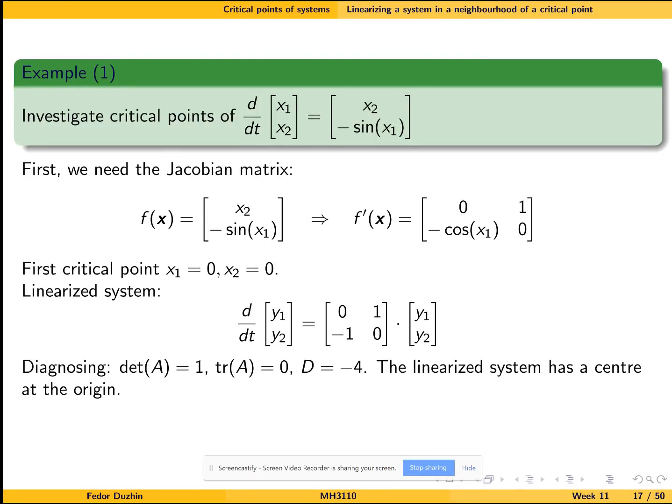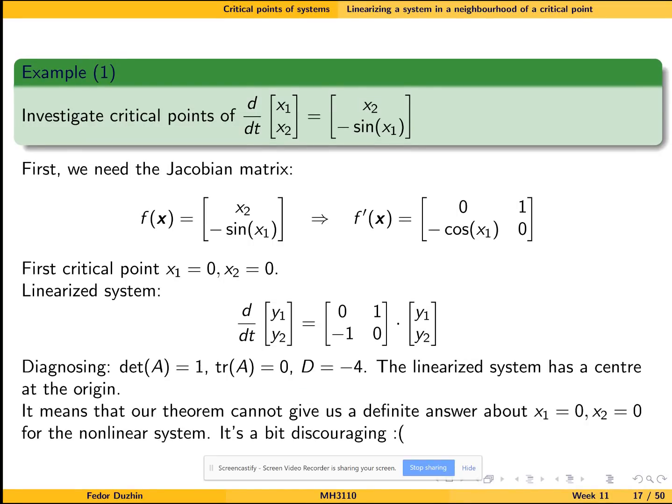Well, and computing its important characteristics, which are the determinant, the trace, and the discriminant of the characteristic polynomial. So this d is the discriminant of the characteristic polynomial. Okay. So we see that the linearized system has a center at the origin. Now, the problem with this is that our celebrated theorem does not give us a definite answer, right? If the linearized system has a center point at the origin, it means that the original nonlinear system may have a center, or it may have a spiral point at the origin. Well, so we don't know.